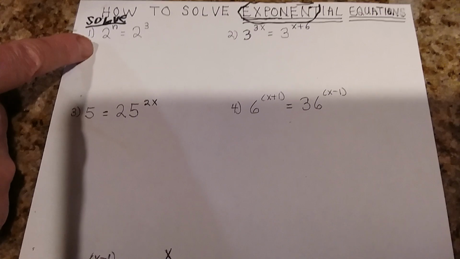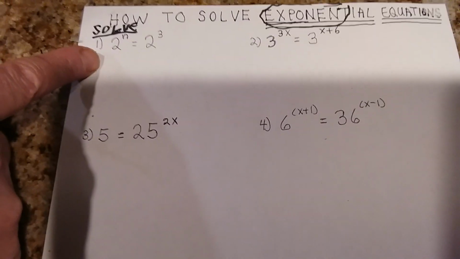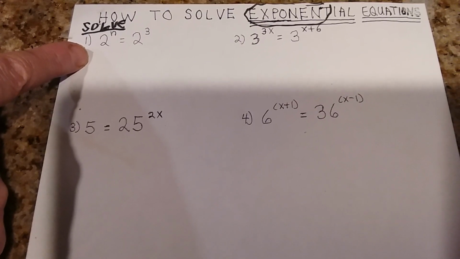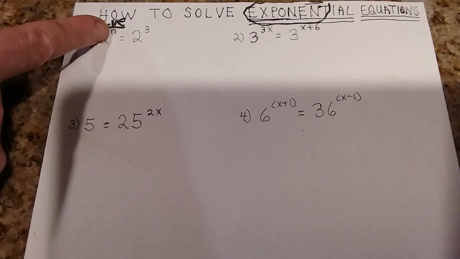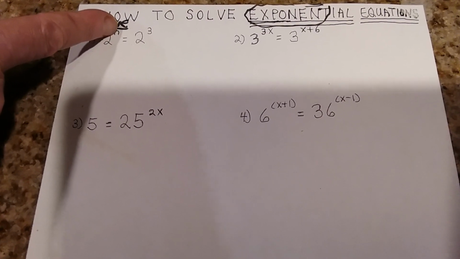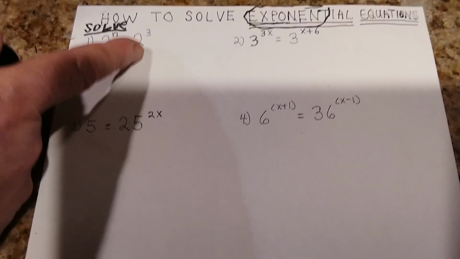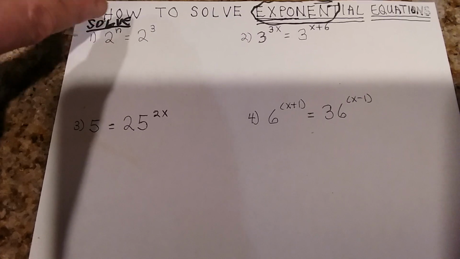Now, if you look at the first one, take a look, and I bet you know the answer just by looking at it. You know the answer? n has to be 3. Because any other number here, this wouldn't make sense. If you put a 2 here, 2 squared is 4. And this is 2 to the third, which is 8. That's not going to be equal. Any other number except 3 would work.